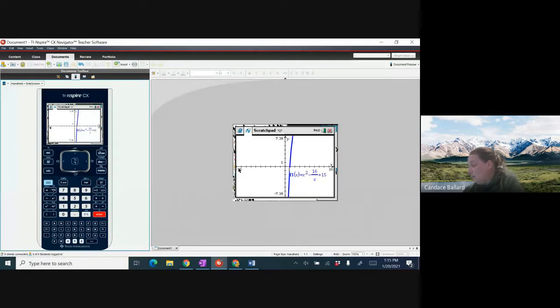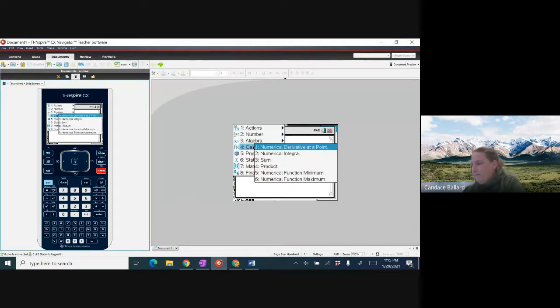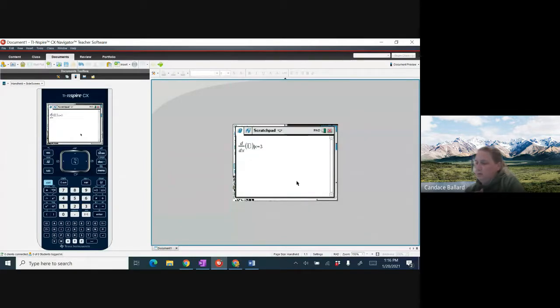Don't care what it looks like. Okay. I'm going to come back to my calculator page. There's actually a couple ways to do it. I'm going to use it from here. And I'm going to go Menu, Calculus, Numerical Derivative at a point. And then we're going to put in the 3 and hit OK. So it was Menu, Calculus, Numerical Derivative at a point. I'm going to click OK, and then I'm going to go to var f1 of x and hit enter.